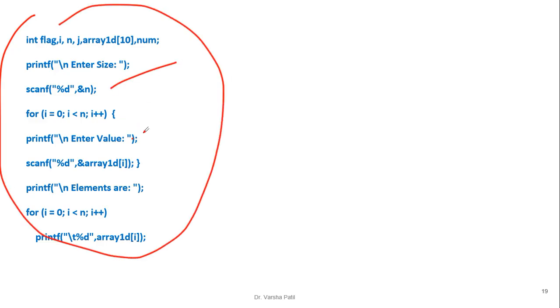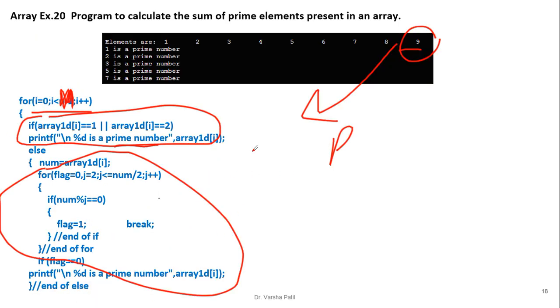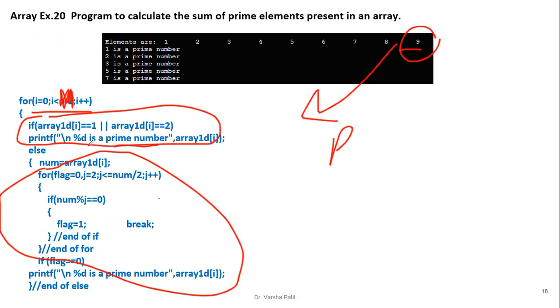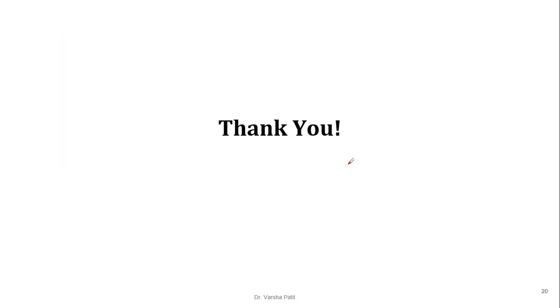Accept the size, accept the array elements, print the array elements for simplicity. After that you need to do this. So when you write the program, first check these things to see whether it is working properly or not. If you are getting the answer, only then start writing this important loop. So this is all about the array program.